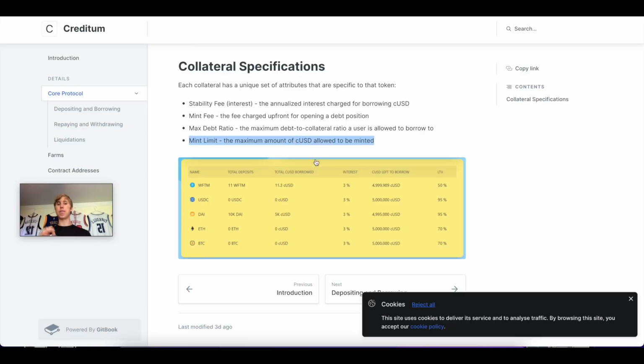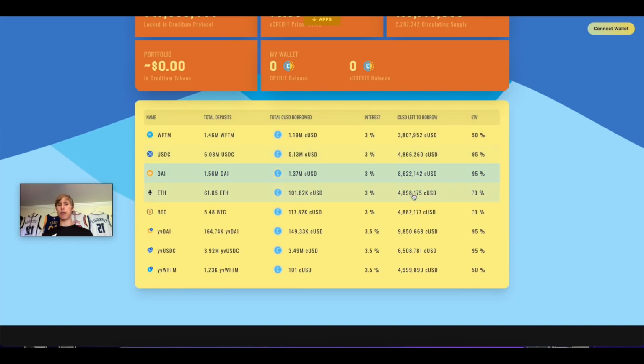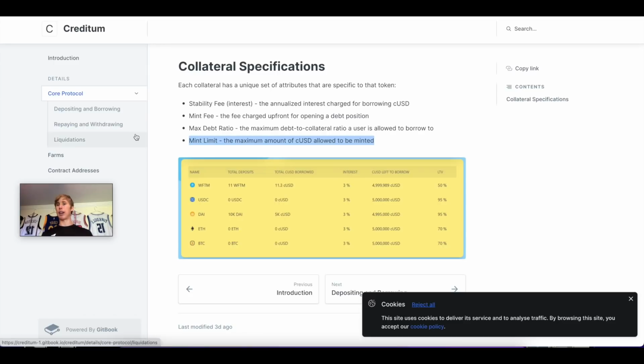Now, there is a mint limit on the maximum amount. You guys can see literally here, this is the amount that can be borrowed. So right now, there still is a good amount that can be borrowed on here. So something to keep in mind as well.